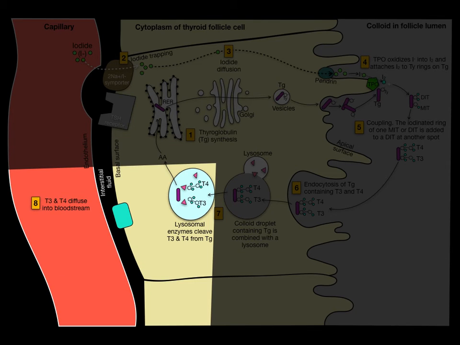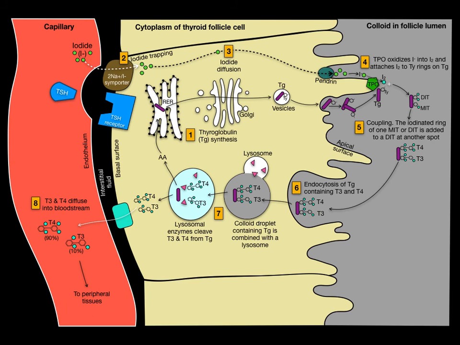Then this last step is where T3 and T4 diffuse into the bloodstream. So watch, there's the T4, T3, they diffuse through a protein, and they're now in the blood, where 90% are these T4 molecules because they're not as active, and then 10% are these T3, which are far more active. But as the T4 and T3 flow throughout the body, most of the T4 is converted into T3 at the peripheral tissues. So there we have the whole thing. Now in blue, you can see thyroid stimulating hormone in the capillary, and on the basal surface of one of those follicular cells in blue is a thyroid stimulating hormone, or TSH receptor.